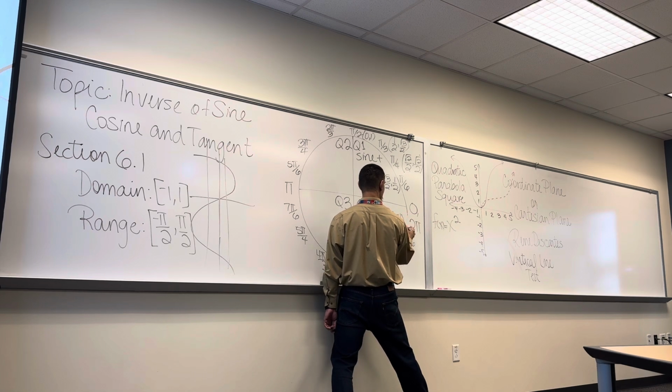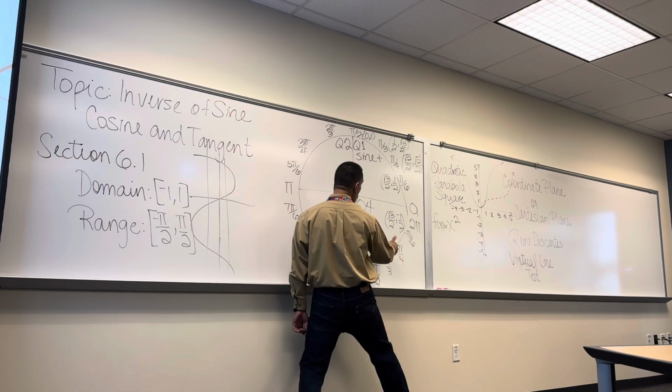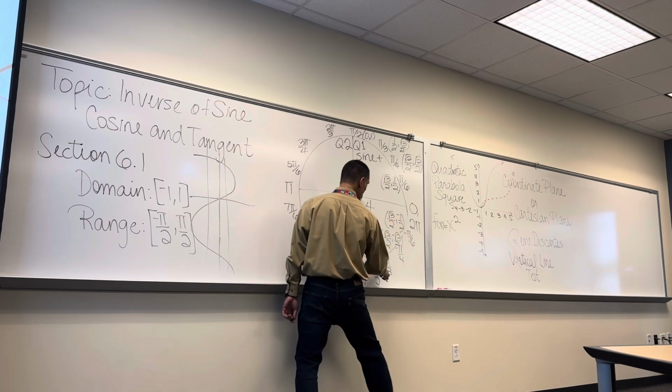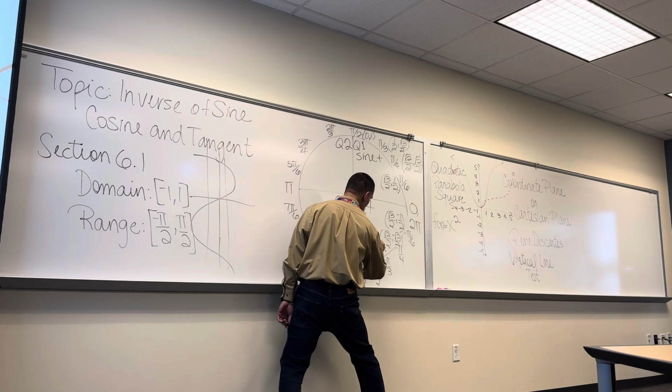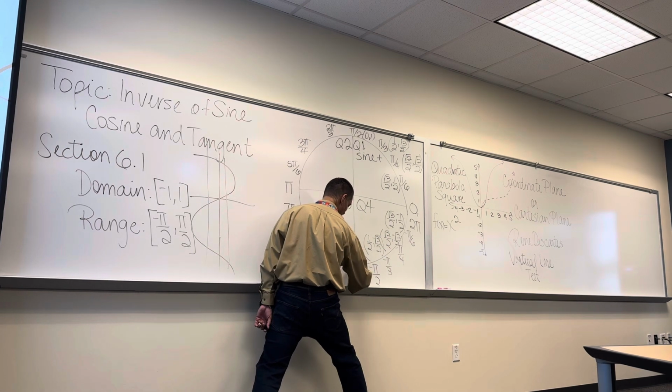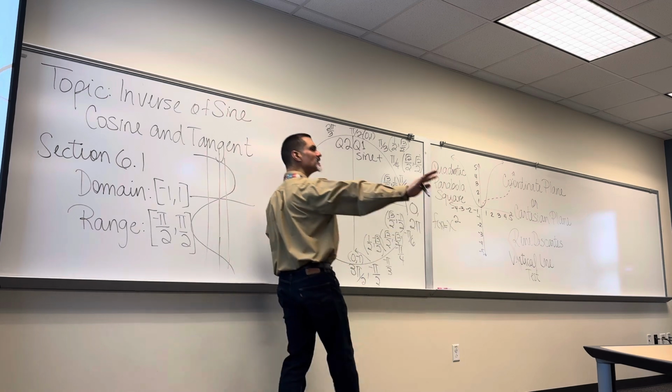Like this. Negative pi over 4 will be... great. Negative pi over 3 will be 1 by 2, like this. Agree? What about negative pi over 2? And now everybody's quiet. 0, negative 1. Great. Guys, the numbers are exactly the same.